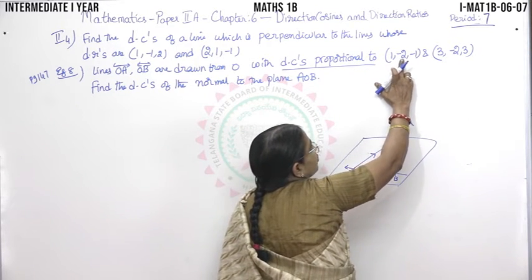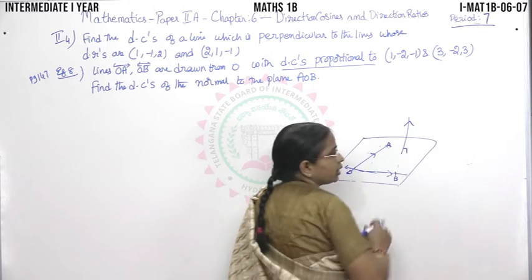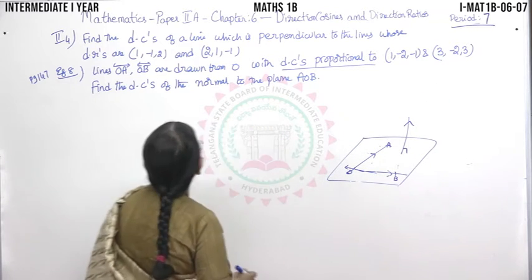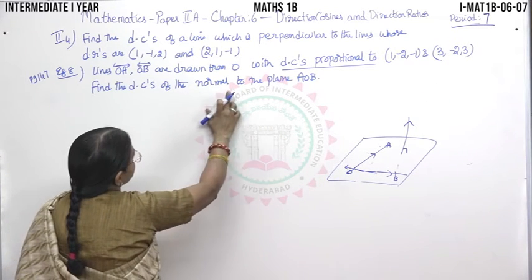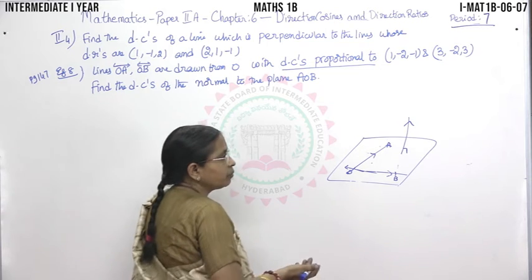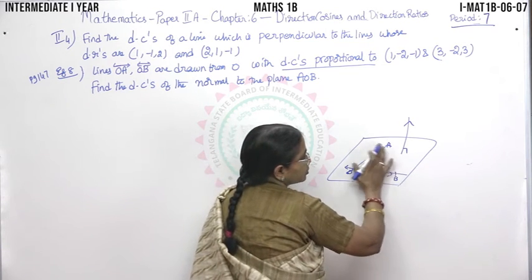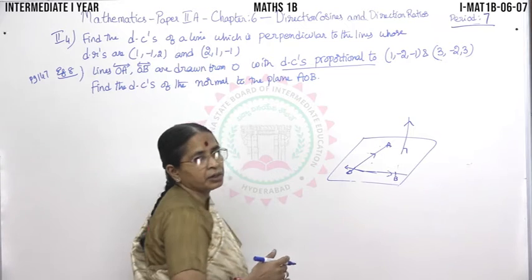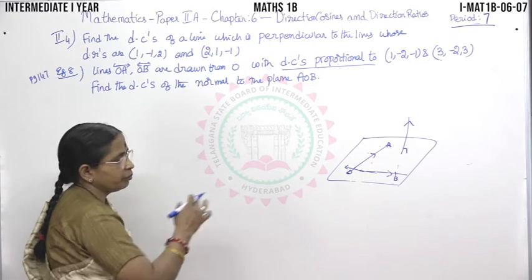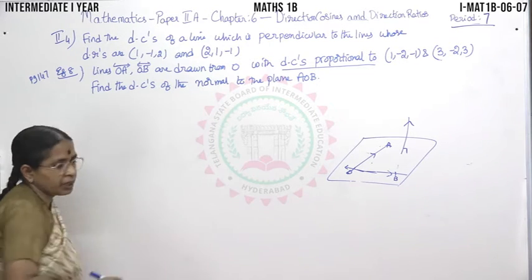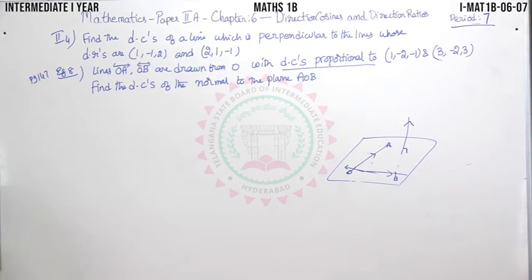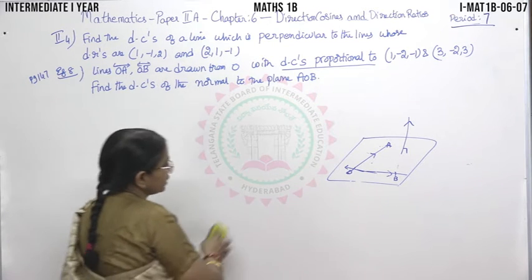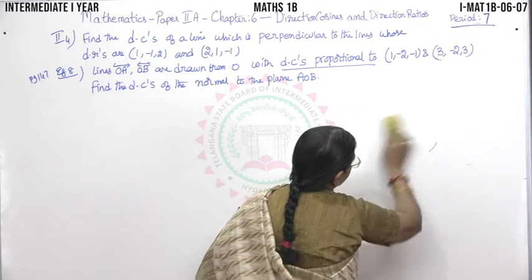So these are a1, b1, c1, a2, b2, c2 like that. They are the direction ratios. Find the direction cosines of the normal to the plane. Normal means perpendicular. So here also you must find the direction cosines of the line perpendicular to OA and OB. So these two come under the same procedure, the same method. Because the second one is a solved example, you can just go through it in the textbook.